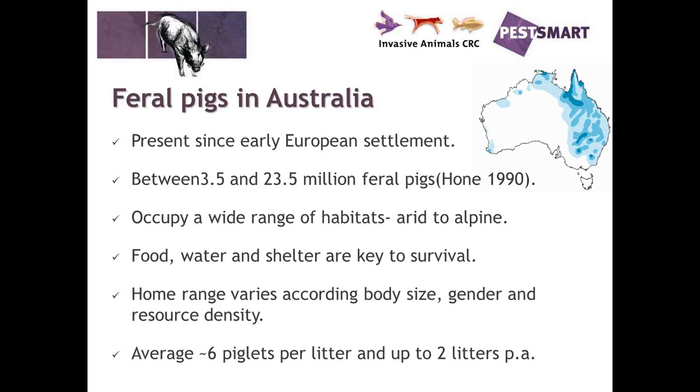Sows have an average of about 6 piglets in each litter. Sometimes this can be as high as 12 piglets depending on seasonal conditions, and they can also have up to 2 litters per year, which shows how quickly their numbers can jump.